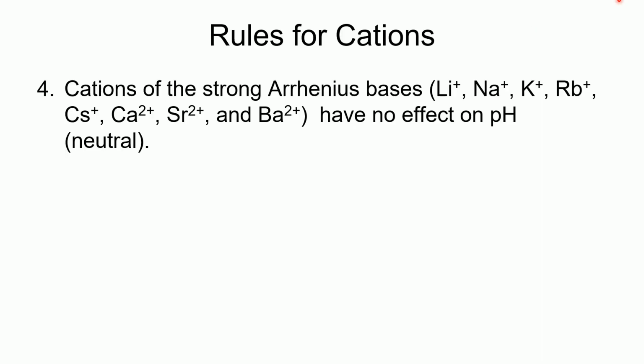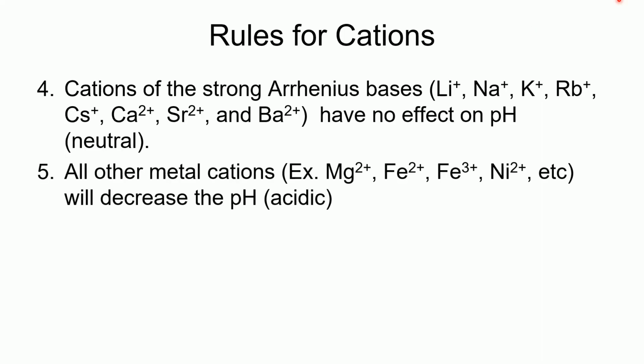Now I bring that up because our next thing is all the other metal cations, and all those ones that I was just showing you are going to have some effect, and they are going to act like acids. They will decrease the pH. I will explain how that happens here in just a few minutes. Some examples of things that do this include magnesium, iron 2, iron 3, nickel. There's others, zinc, silver ion, aluminum ion. Just about anything that you can think of is going to do this to some extent.